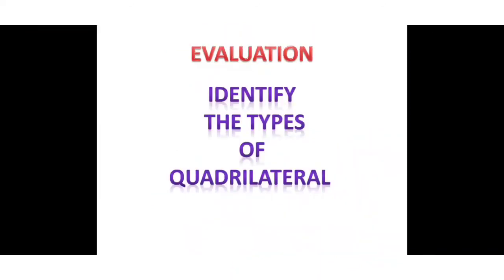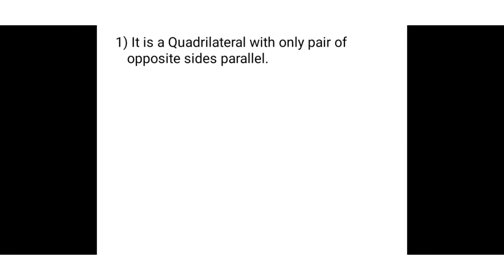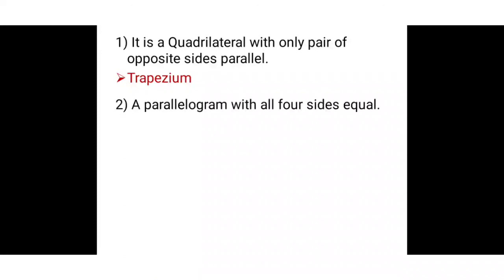Let us now identify the types of quadrilateral. It's evaluation time now. It is a quadrilateral with one pair of opposite sides parallel. I give you 2 seconds to guess the answer. Okay, the answer is trapezium. Let us now move on to the next question. A parallelogram with all four sides equal. Which is the parallelogram which has all four sides equal? We have square and rhombus.